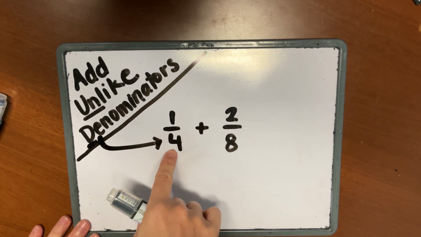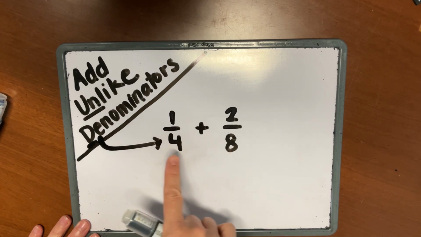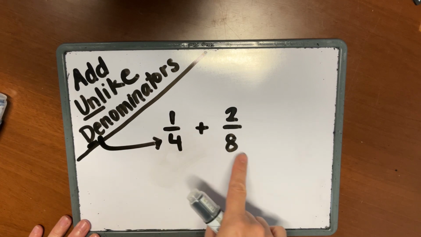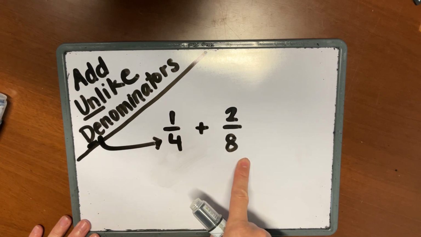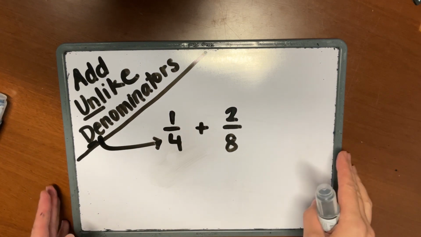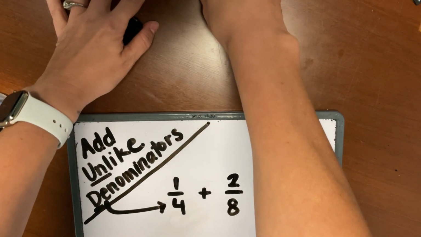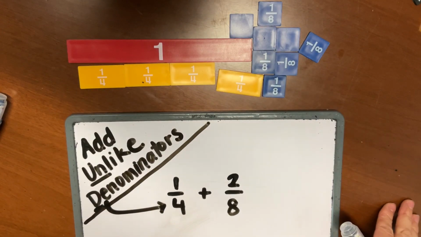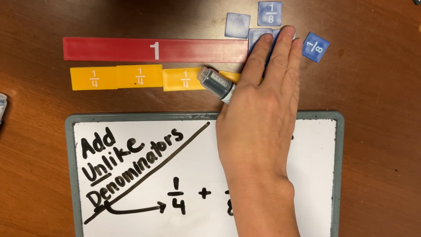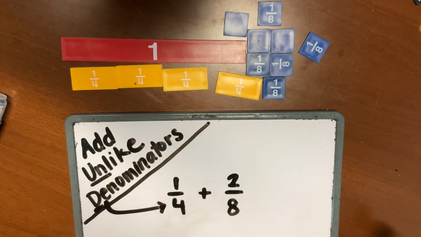Our denominators are 4 and 8, and we want to know what is 1/4 and 2/8 all together. Go ahead and pause the video here, get your fraction tiles out or fraction strips, and build this problem. I know I'm going to need 4ths and I'm going to need 8ths, and I might have a whole just to help guide me to make sure that I'm equaling the right amount. You build it now.